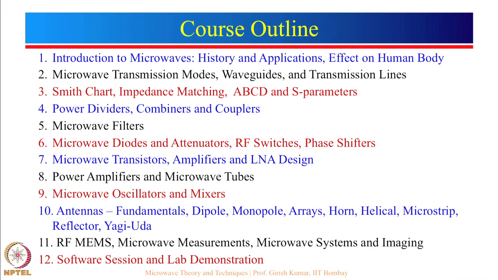and followed by microwave tubes such as klystron, magnetron and so on. Then we will discuss microwave oscillators and mixers and this will be followed by different types of antennas. So, we will talk about fundamentals of antennas, dipole antenna, monopole antenna, arrays, horn antenna, helical antenna, microstrip, reflector, Yagi-Uda.